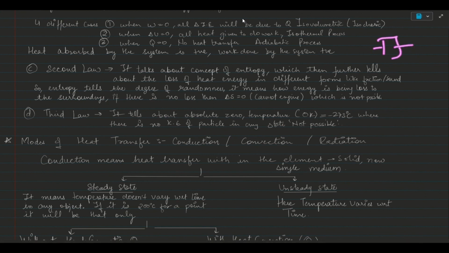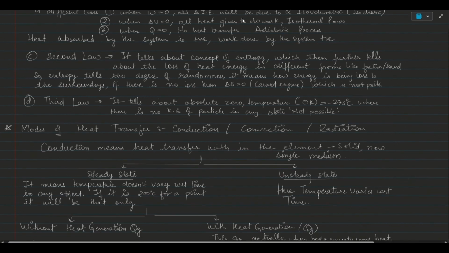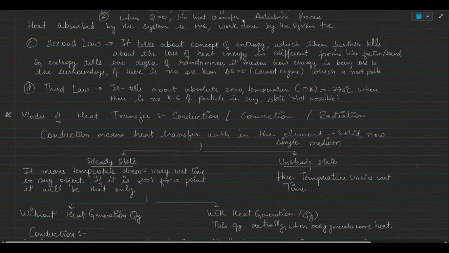Okay, it's totally isolated. So whenever we talk about it, heat taken by the system is positive, heat given by the system is negative. Or work done by the system is positive, work done on the system is negative. So you have to understand these sign conventions. This is something necessary. Now the second law, something we really have to understand, is the concept of entropy.